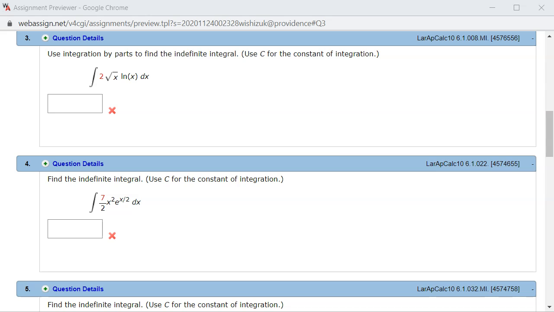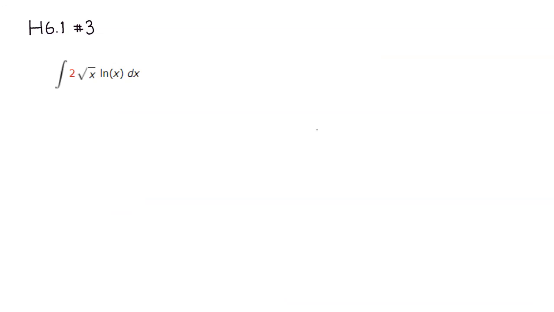All right, let's look at homework 6.1, problem number 3. Let's evaluate this indefinite integral using integration by parts. So let's do that. First, I'm going to switch places, so this is going to be equal to... I'm going to put natural log of x first.